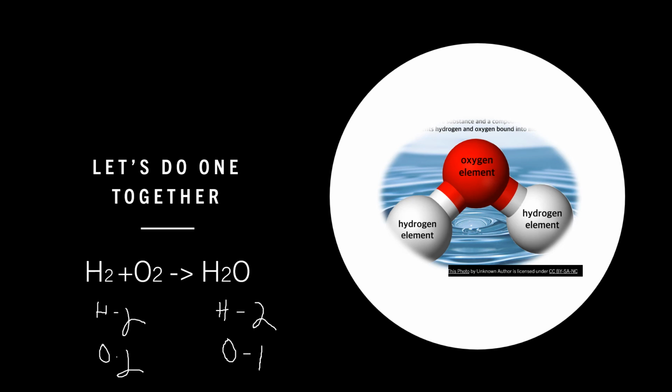So we need to double this to get this to 2. So we put a 2 on this side. We now, though, have made this into 4 total hydrogen atoms and 2 oxygen atoms. So now we need to even out this side. So how do we get this 2 to equal 4? We put a 2 in front of the H2, which now makes this into 4 total atoms. Now we have a balanced equation.